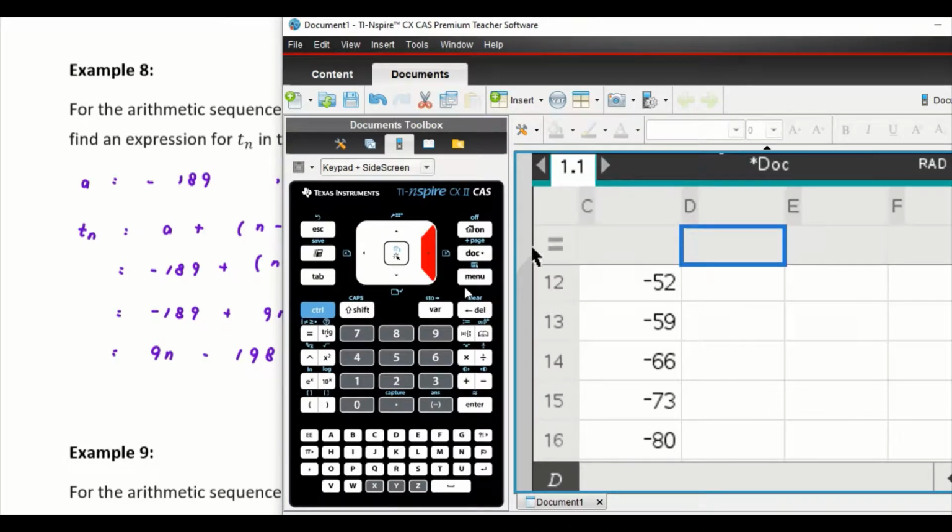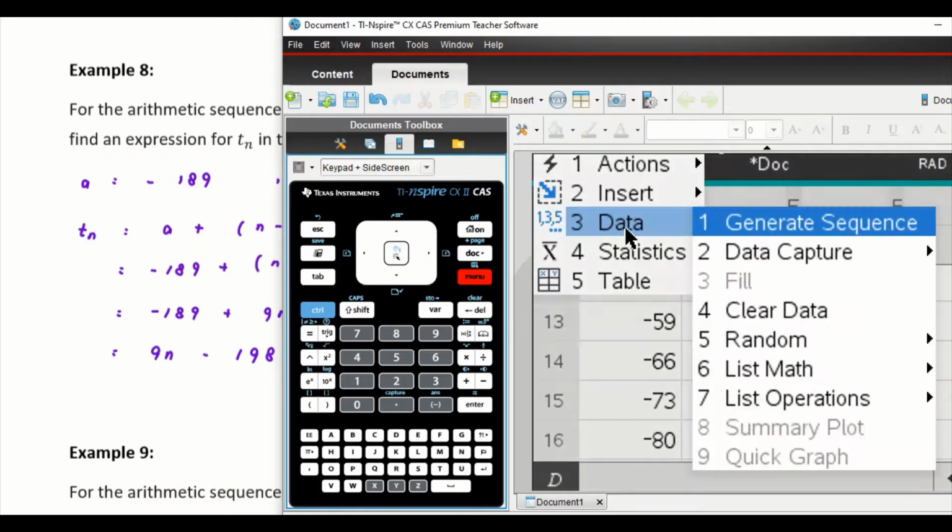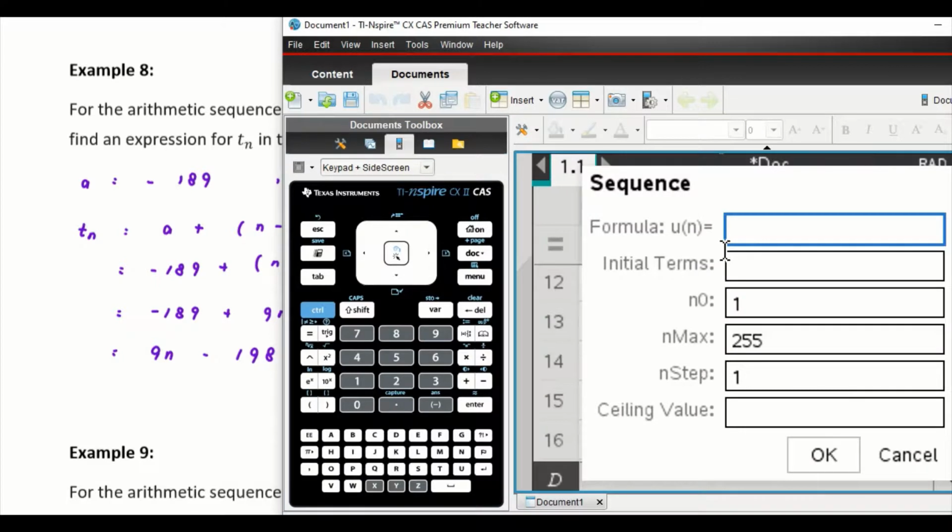Okay, so menu, data, and then generate sequence, right? If you wish to use the manual one, also can. So in this case, we have 9n minus 198. After you got this, the initial term is negative 189. So you just type everything, then okay.